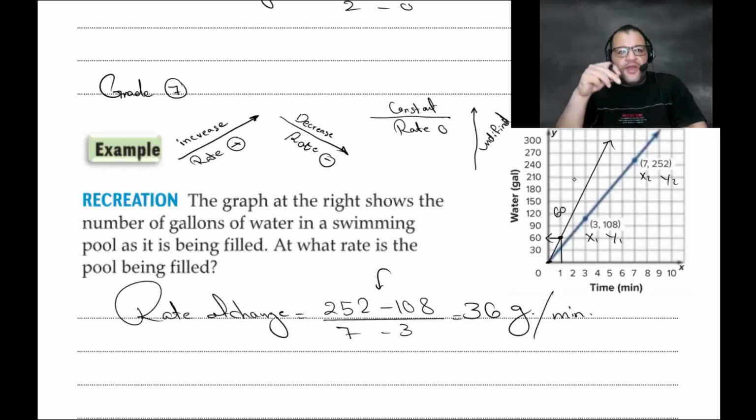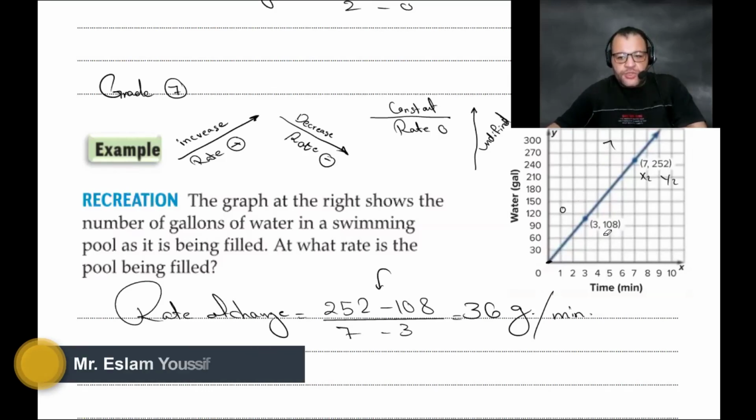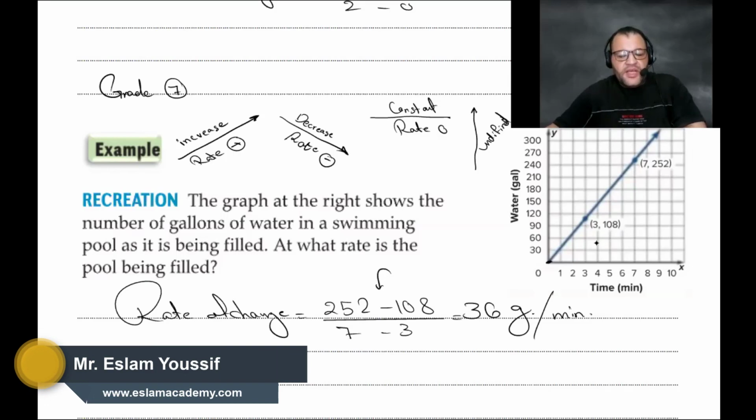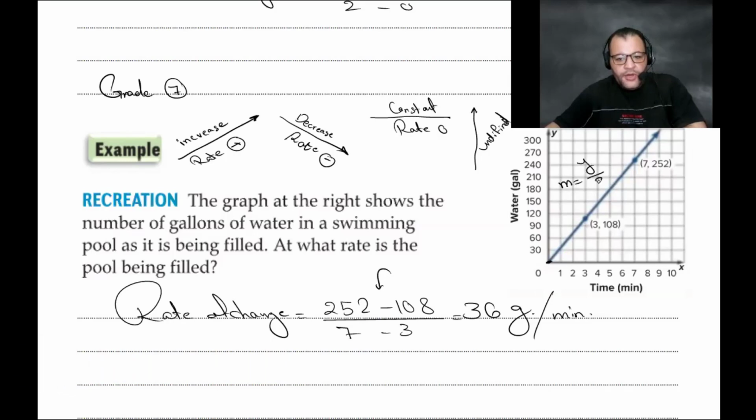You understand it? If you have any line passing through the origin point, just look at the point. You can take any ordered pair. Again, for any line passing through the origin point, if you need to find the rate of change, just divide y by x, without using y2 minus y1 over x2 minus x1. So just divide 108 divided by 3. You will find the rate of change. That's for any line passing through the origin point only. Is that clear?